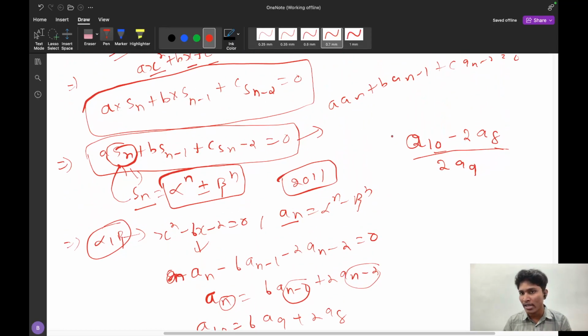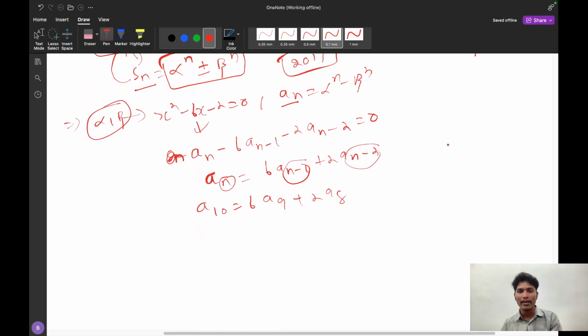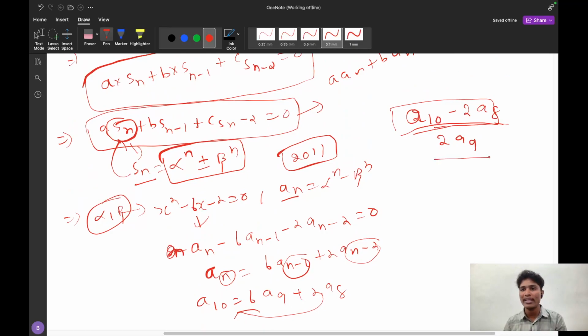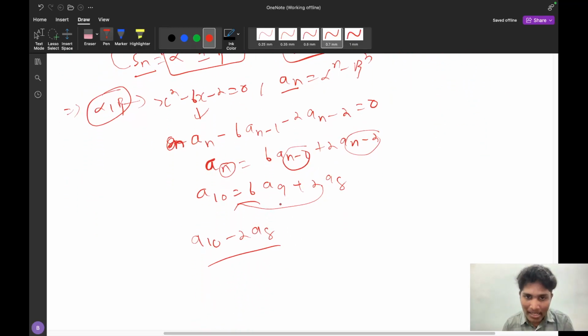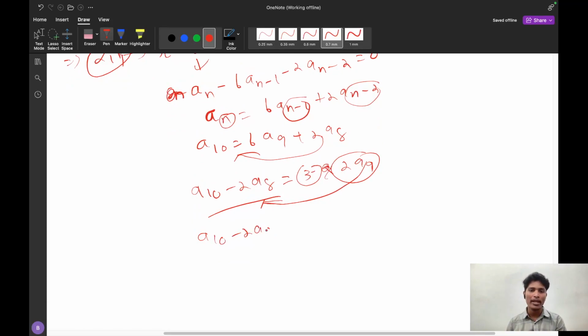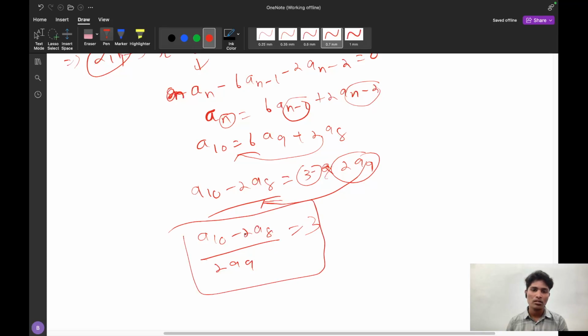If I observe carefully, what are they asking? a10 minus 2a8. So I can write this one like this: a10 minus 2a8 divided by, they gave 2a9, but here it is 6a9. So I can write 3 into 2a9, and 2a9 I can shift to the denominator. So (a10 minus 2a8) divided by 2a9 equals 3. This is the required expression and this is the answer. Like this you have to solve using the Newton expression.